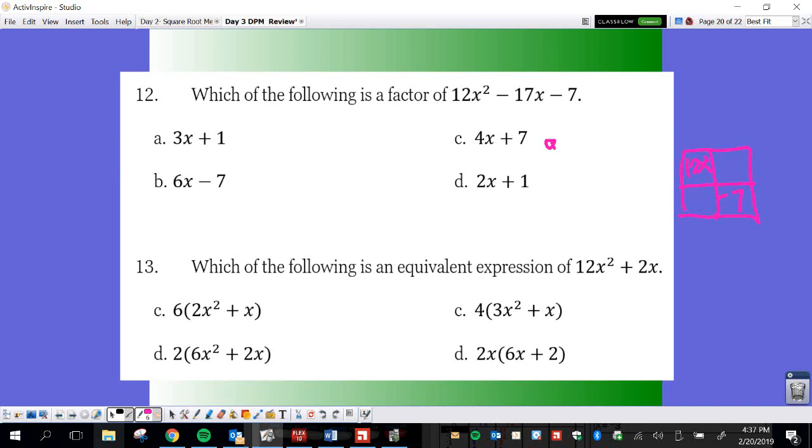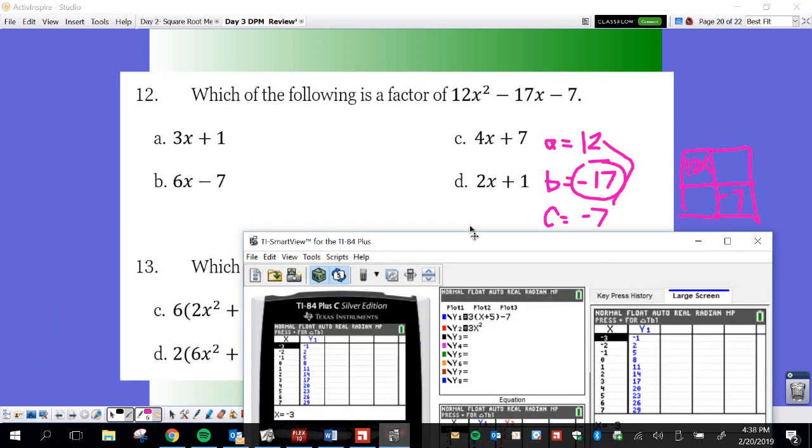So I have to list my coefficients, so that's A equals 12, B equals negative 17, and C equals negative 7. So I have to say 12 times negative 7. So I'm going to come down here. So that's going to give me negative 84. Okay, so I need factors of negative 84 that are going to add up to give me this negative 17 here. Okay, so remember, you can go to your calculator to find your factors.